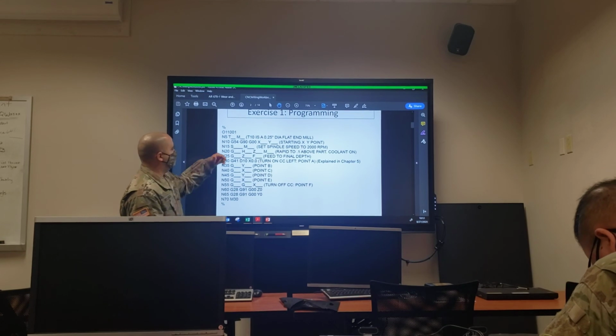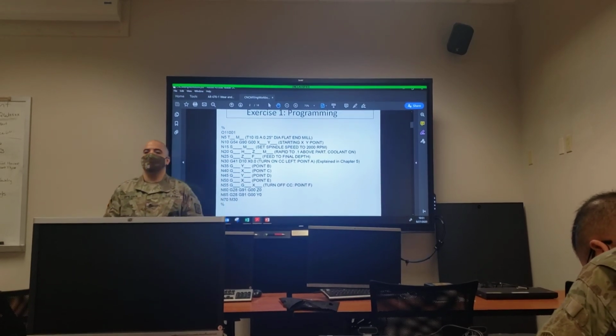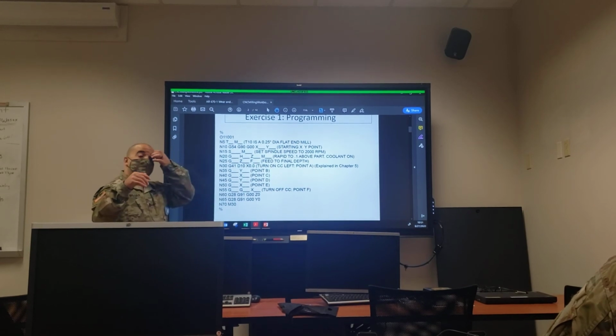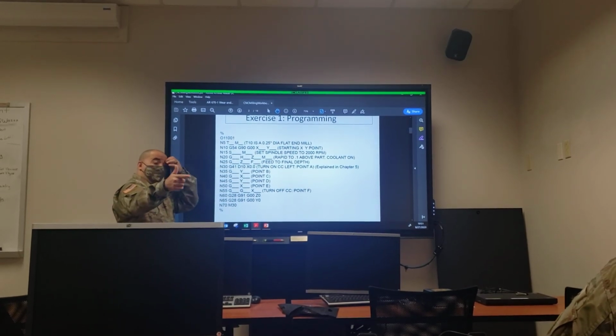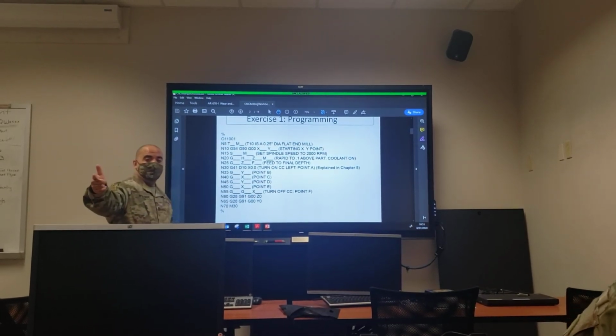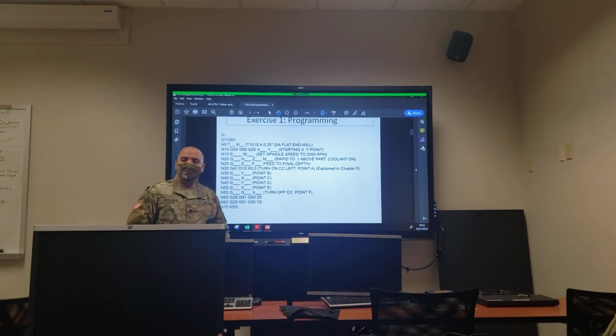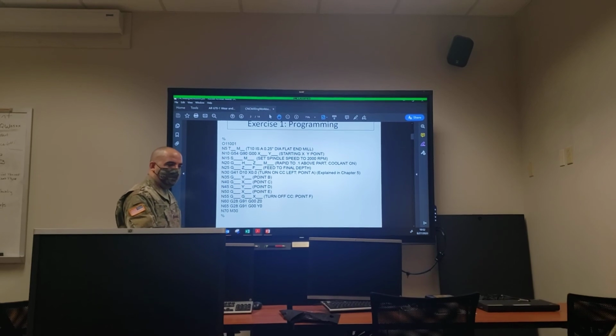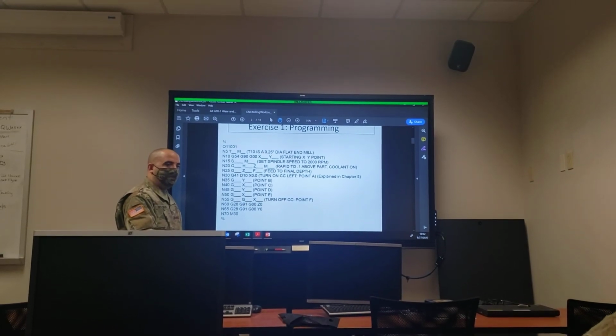Did you understand what that meant, though? What do you mean by work offset? So that's the location of your device on your table. Do you understand what it means?